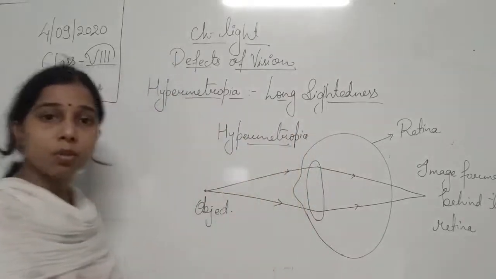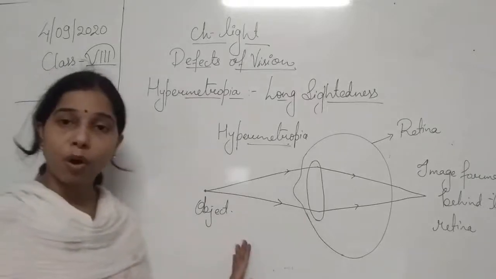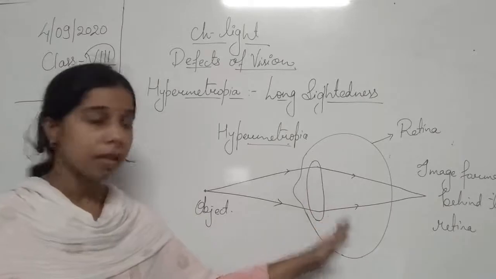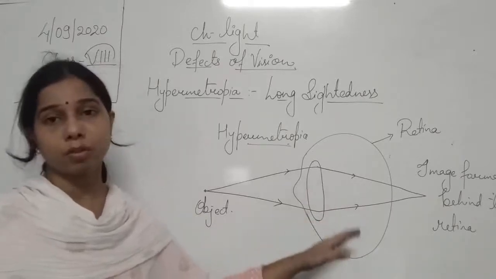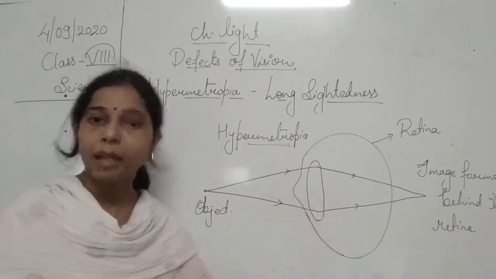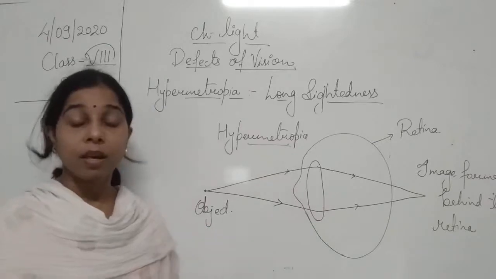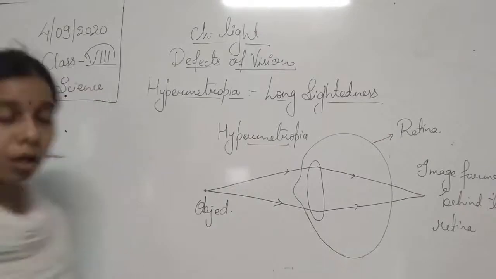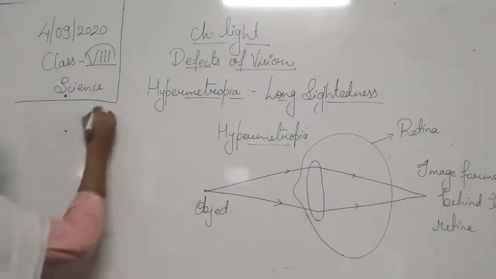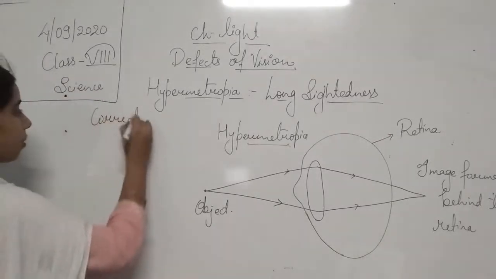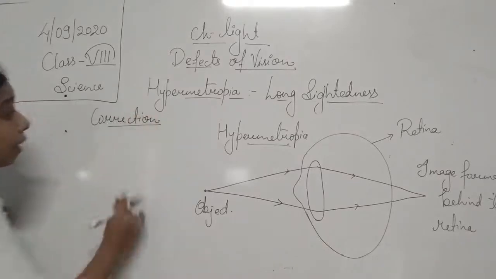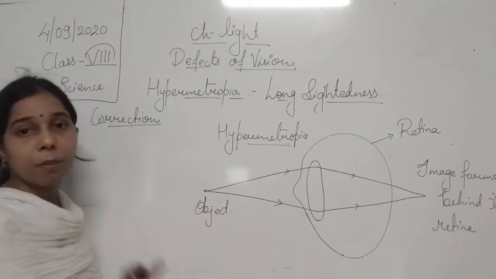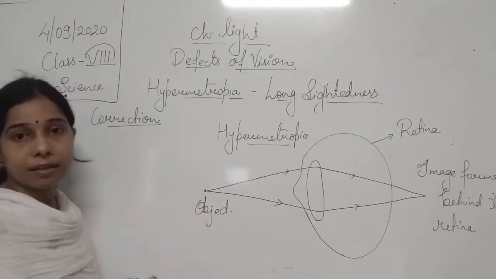So you see here, student, when the light rays from the object enter the convex lens, that is our lens, then what will happen? The image which is formed, it is formed behind the retina. Now if we talk about how we can correct it, student, we can understand it, correction. The correction of hypermetropia can be done by using a lens, and that is the convex lens.